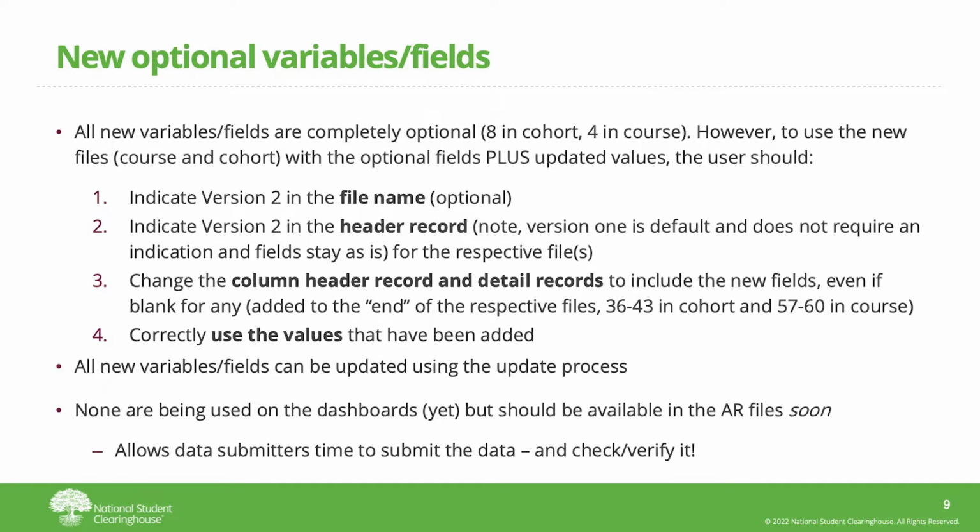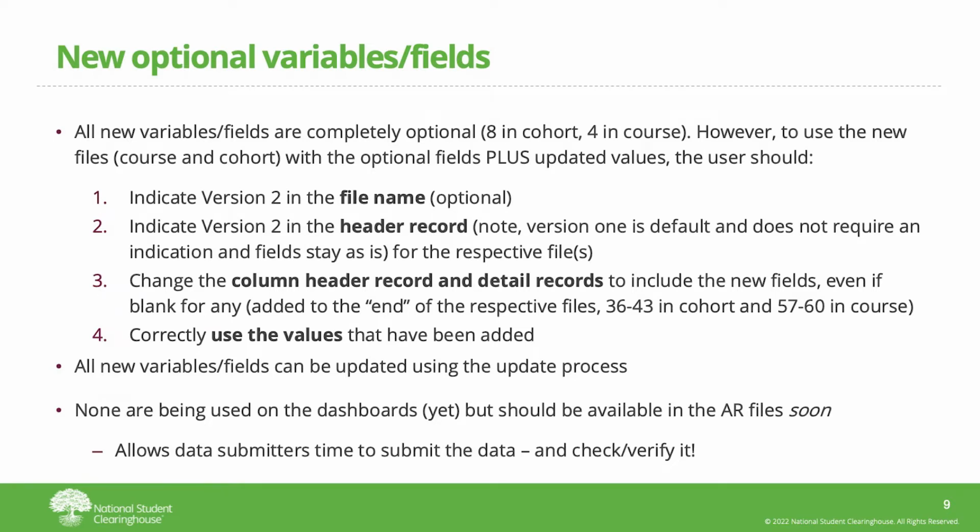You also need to indicate version 2 in the header record. I will talk about how to do that. And this is just for the respective files. So version 2 just needs to be added. If you're changing your cohort to a version 2 or your course to a version 2, you would do it in those respective files. If you're doing both, then both of them would require version 2. Again, we'll unpack that and give you some examples in just a few slides.